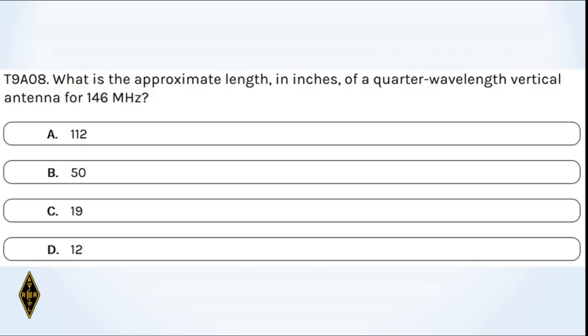And so you can do this one of two ways. You can do it in your head and get it into half a meter and then convert that to inches. Or you can use the formula 468 divided by the frequency in megahertz to give you a half wavelength and then divide that in half. And that'll give you also, but that's going to give you an answer in feet. Or you can just memorize the answer.